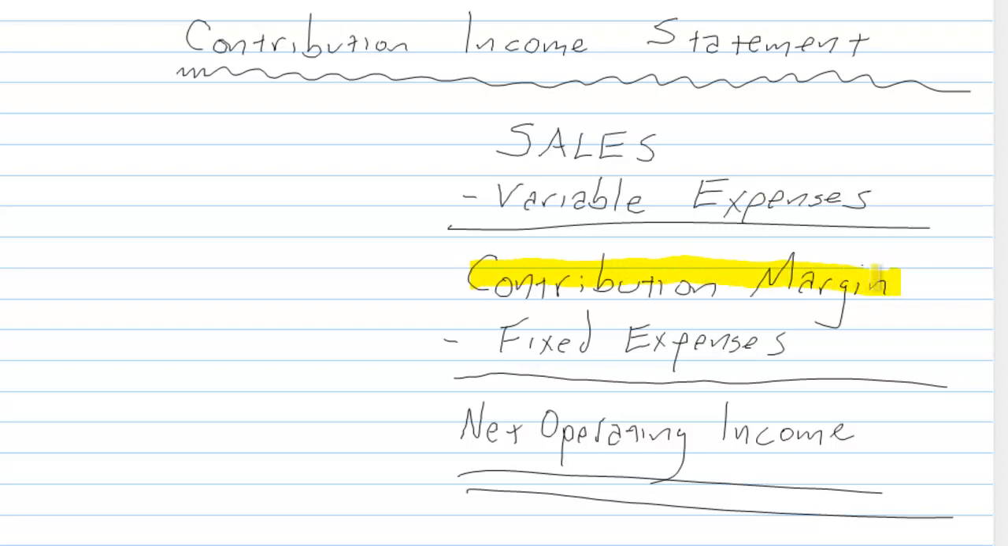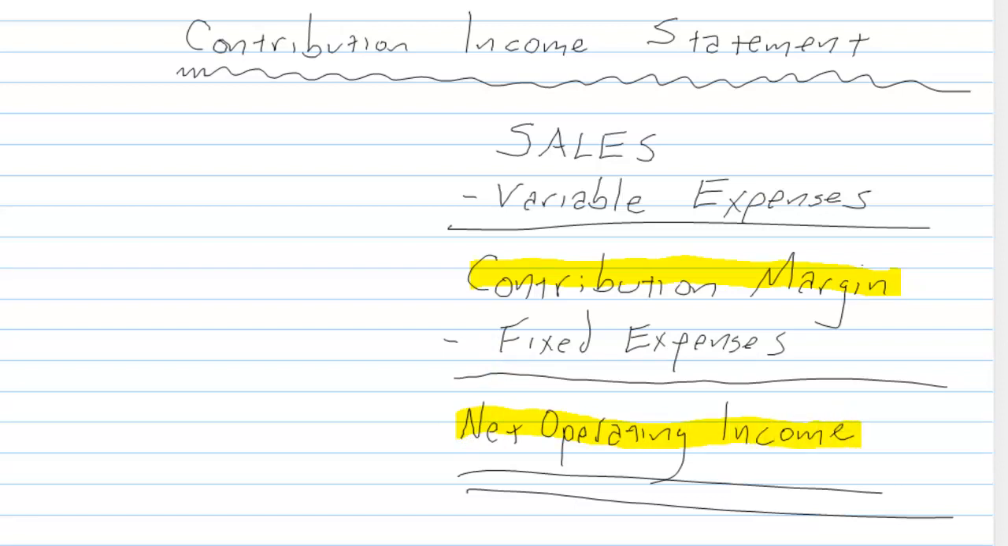Now, both sales and variable expenses are going to change in proportion to the quantity sold, whereas your fixed expenses are going to remain fixed regardless of the quantity sold. So what we end up with this contribution margin is it shows us, after we take into consideration our sales and our variable expenses, how much is left to contribute to covering fixed expenses and net operating income. So if you take your contribution margin minus your fixed expenses, you will end up with something called net operating income, which we can also call profit.